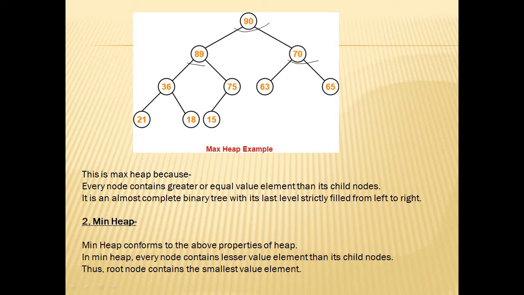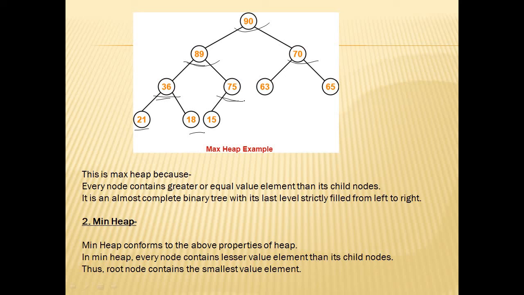Again, observe 89. Its children are 36 and 75, so both are less than 89. Yes, it is following. Next, 36. Its children are 21 and 18, so both are less than the root. No problem. Next, 75. Its child is 15, which is less than its parent. So no problem.